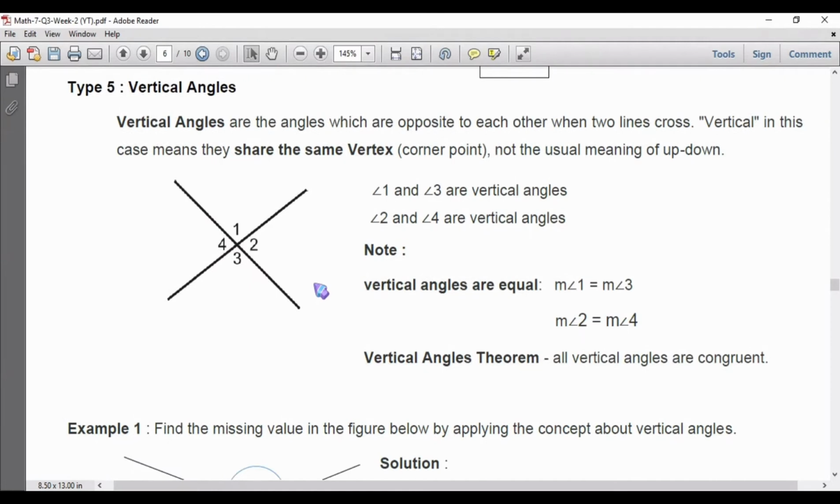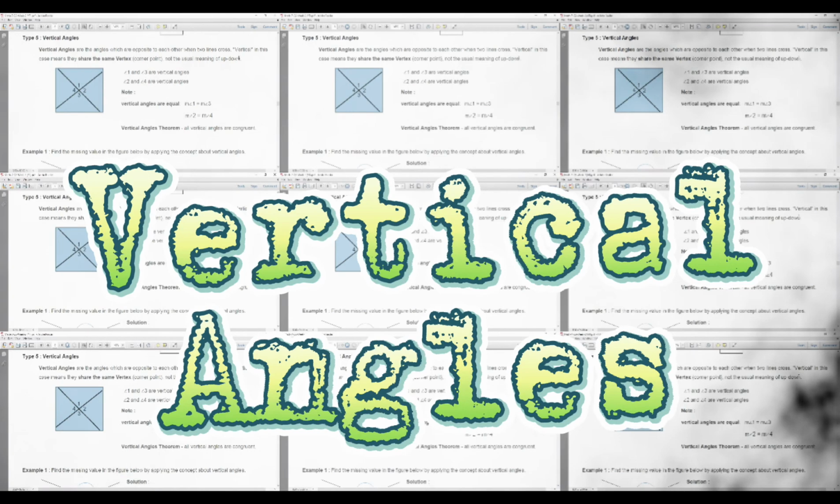How about the vertical angles? The vertical angles are the angles which are opposite to each other when two lines cross. So if two lines cross, like this, vertical in this case means they share the same vertex, the corner point. It is not the usual meaning of up and down.